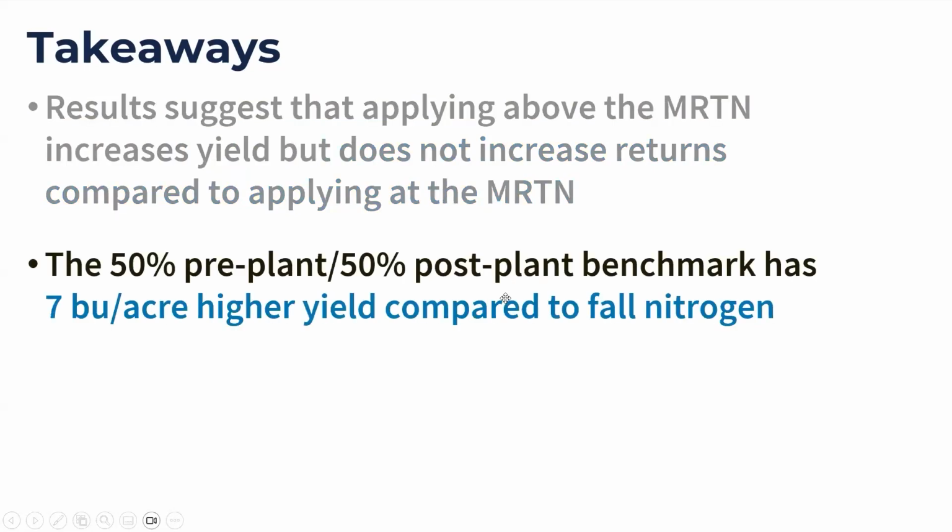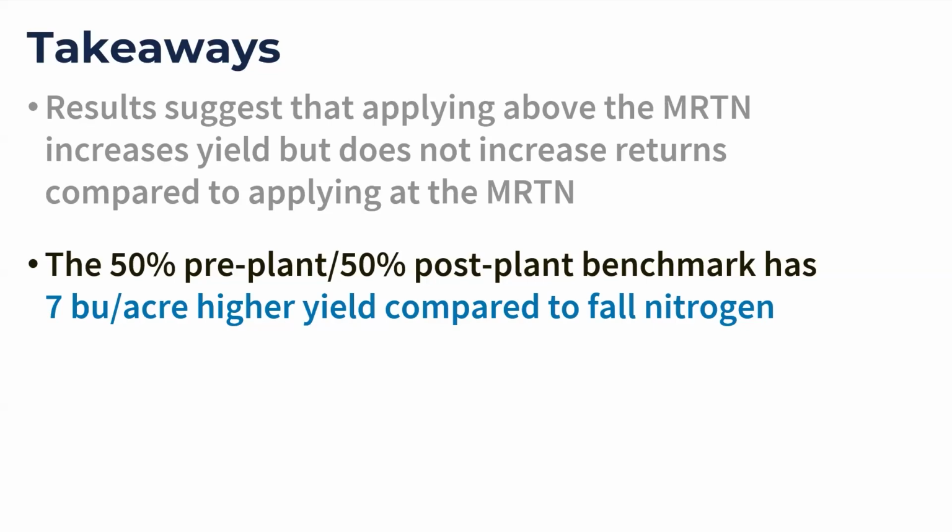And then for the timing question, we found that the 50% pre-plant, 50% post-plant nitrogen timing had 7 bushel per acre higher yield compared to fall nitrogen. However, we didn't find any statistically significant differences in nitrogen timing. So a farmer applying nitrogen in the fall in our data set in Illinois would have the same profitability as a farmer applying 50% pre-plant, 50% post-plant. But it did have slightly higher yield if you apply in-season nitrogen.